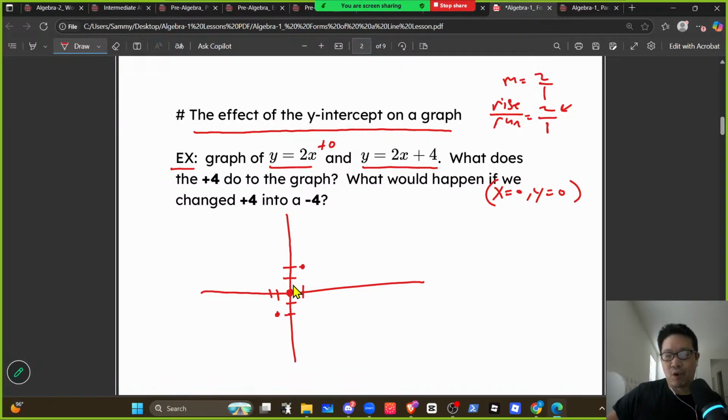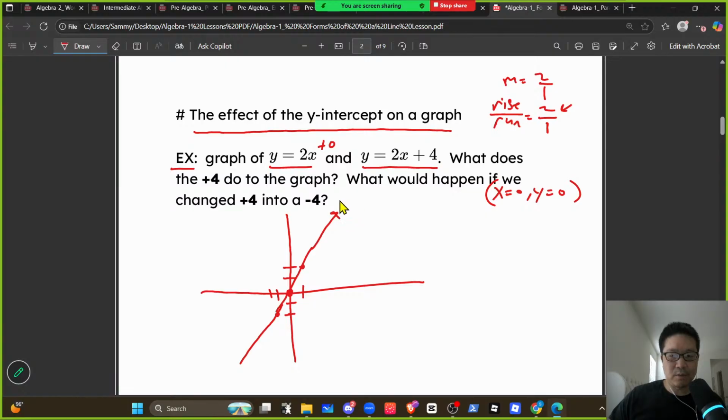When you're going right, the slope is always 2 over 1 for this specific example. But if you wanted to extend the graph to your left, you would have to do the opposite of that slope, which is going down 2 and to the left 1. All right, so the slope of 2x is going to look like this.